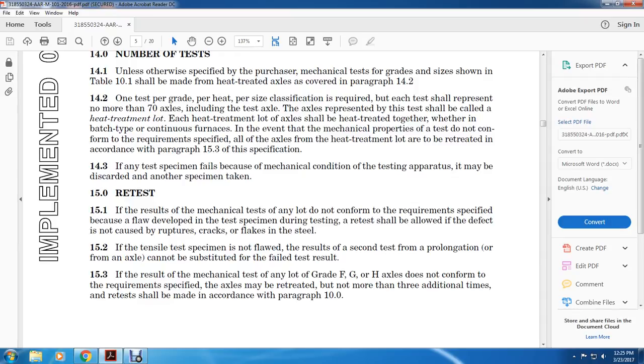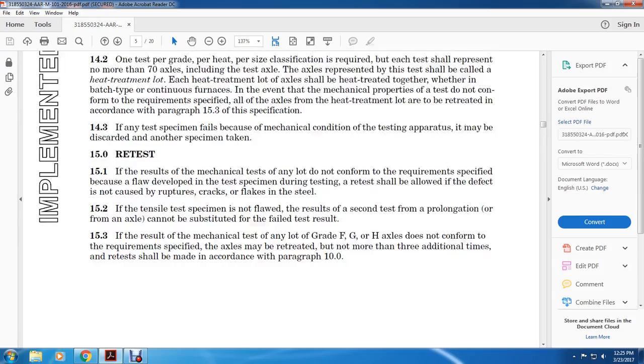And if the result of the mechanical test of any lot of grade F, G, and H axles does not conform to the requirements specified, the axles must be retreated, but not more than 3 additional times. Retest shall be made in accordance with paragraph 10.0.